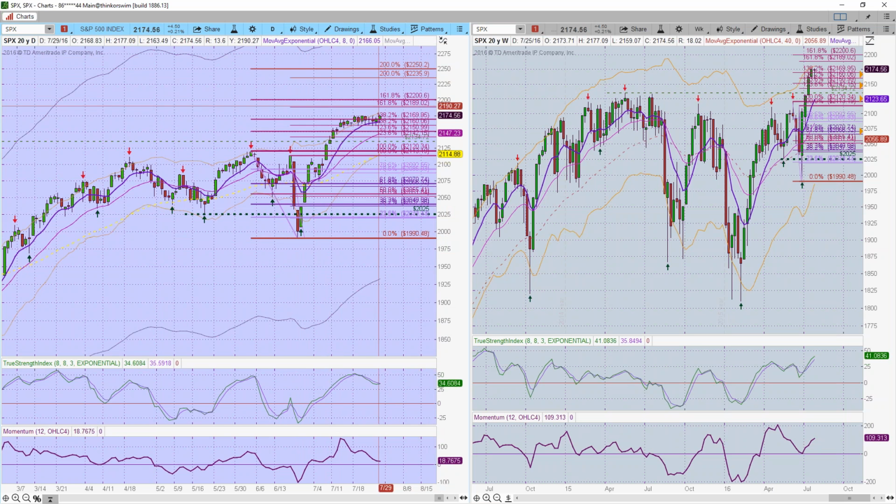Each one of these groupings of fib lines is an area where we could anticipate running into some level of resistance. And right now we're sitting slightly above the 138.2. We're probably close to about the 150 extension on the fibs.